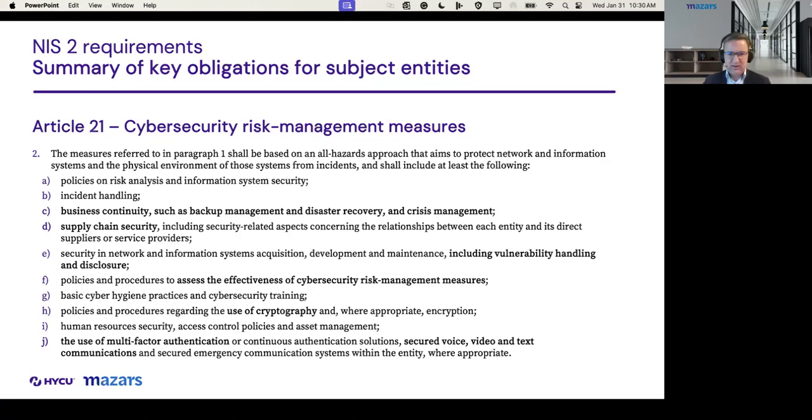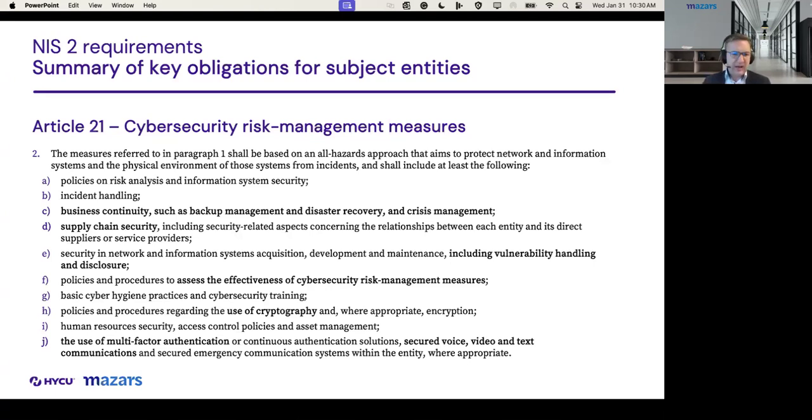Supply chain security, I've mentioned, is becoming more and more critical with every year because we see that this is now usually the weak link. Then it's vulnerability handling and disclosure. It's the policies and procedures to assess the effectiveness of these cybersecurity risk management measures, which tells you you will have to be diligent. It's not enough to just create a policy. You will have to monitor it and assess it regularly.